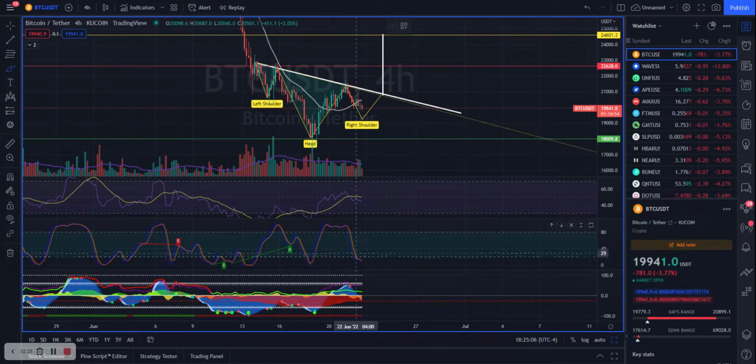Our SRSI is oversold right now, so look for it to come back up, and price could just come back up, and this could be the following trend that we see in the next coming hours.